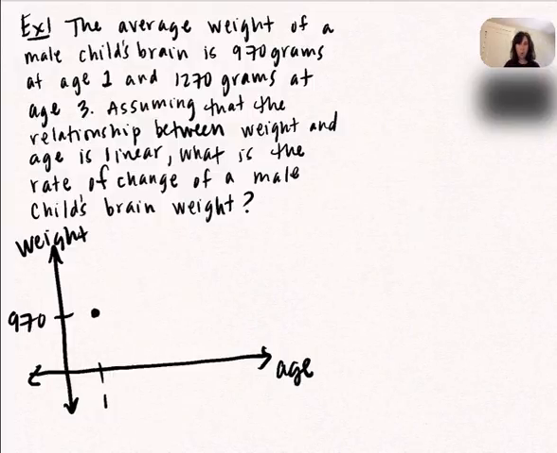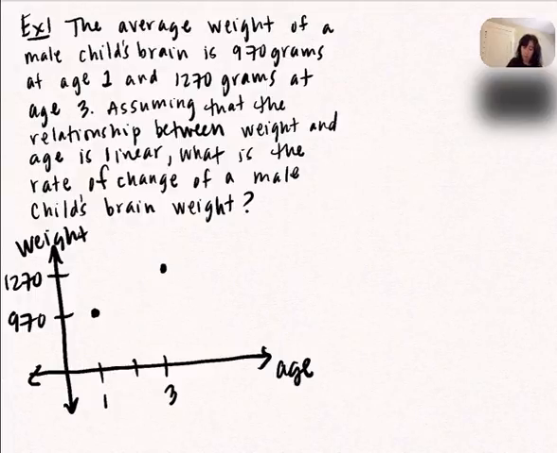We're also told that at age 3, the average weight of the child's brain is 1,270 grams. So we're basically told that there's this relationship between weight of a kid's brain and their age, and it looks like, as the kid gets bigger, their brain weight goes up.